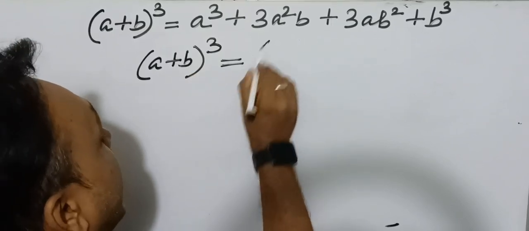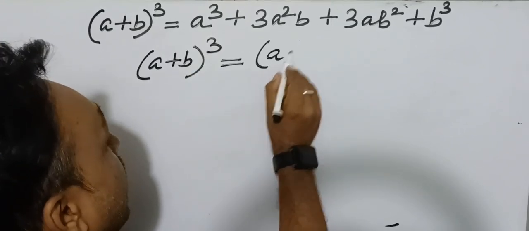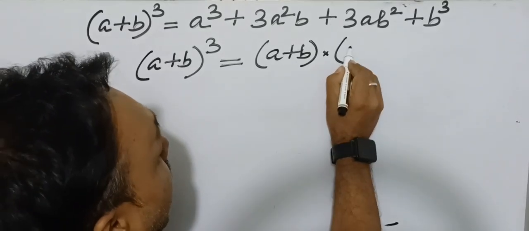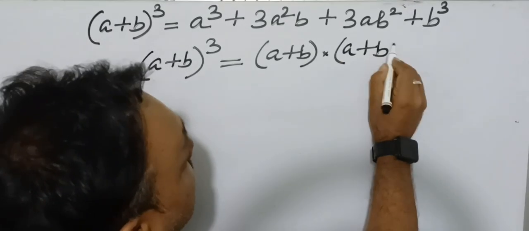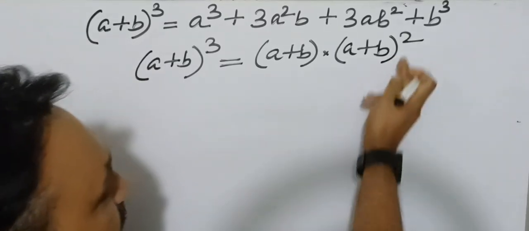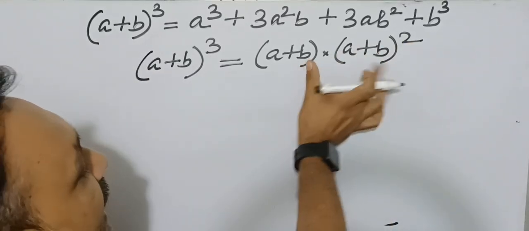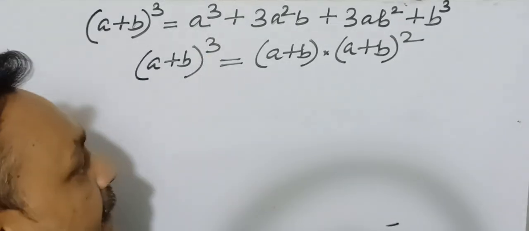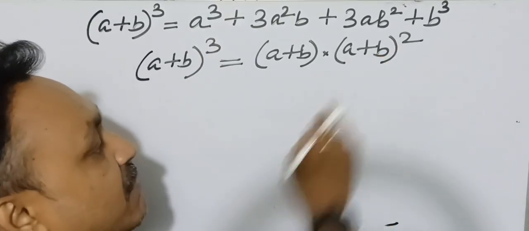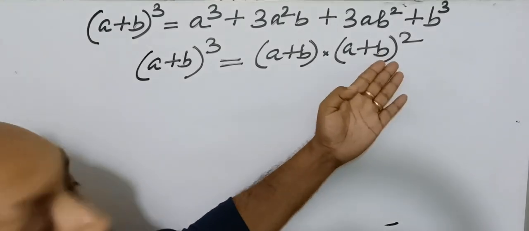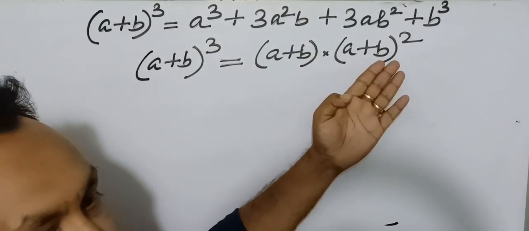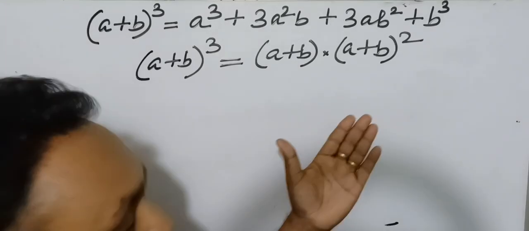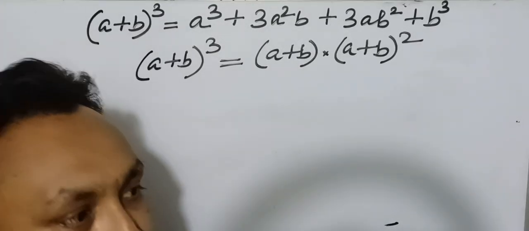We can split (a + b)³ into (a + b) times (a + b)², so if we multiply, you will get (a + b) to the power 3. Now see here, (a + b)² is equal to a² + 2ab + b². This I have already derived in my previous videos. The link I have given in the description box.